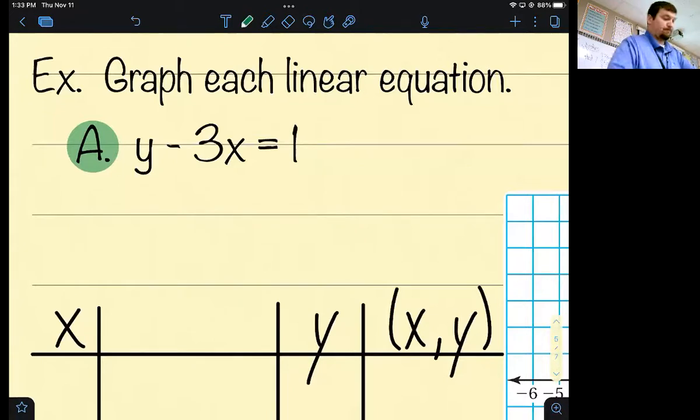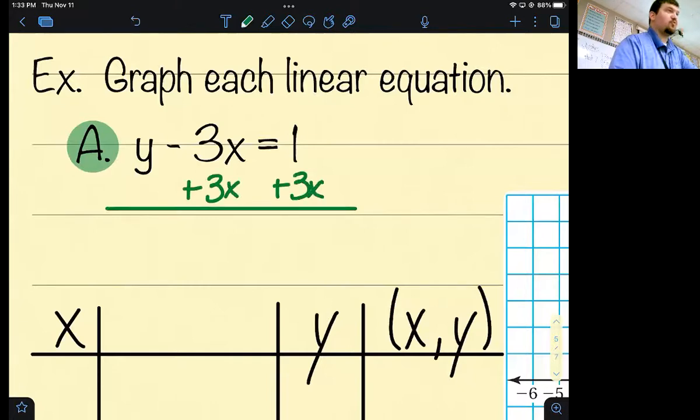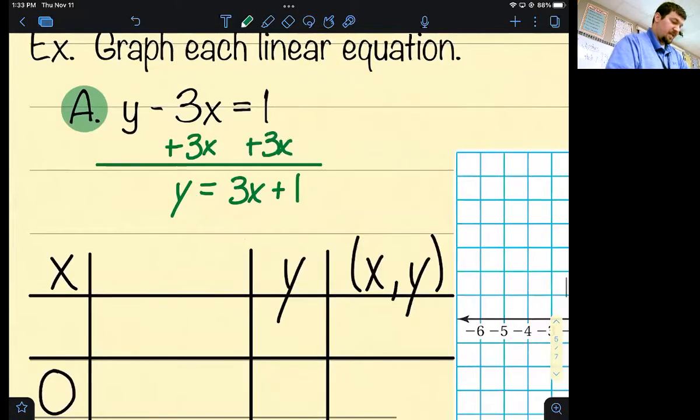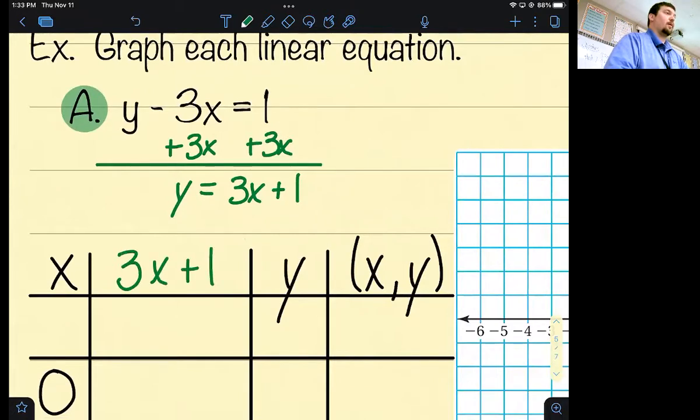Go ahead, Christian. Add 3x to both sides. And do you remember me telling you that when you do that, you want to put the x term first and not second? Because we want it written y equals mx plus b. So we're going to write this as y equals 3x, and then because it's a positive 1, we'll just put plus 1. In this blank right here, go ahead and write 3x plus 1. We'll show our work.